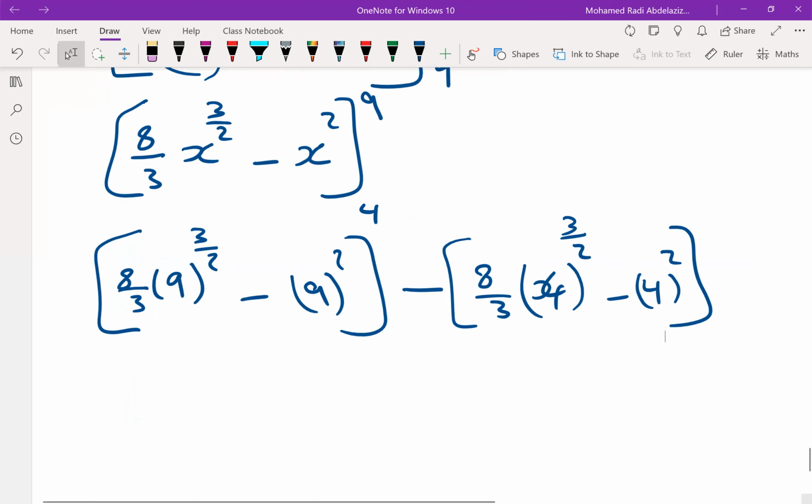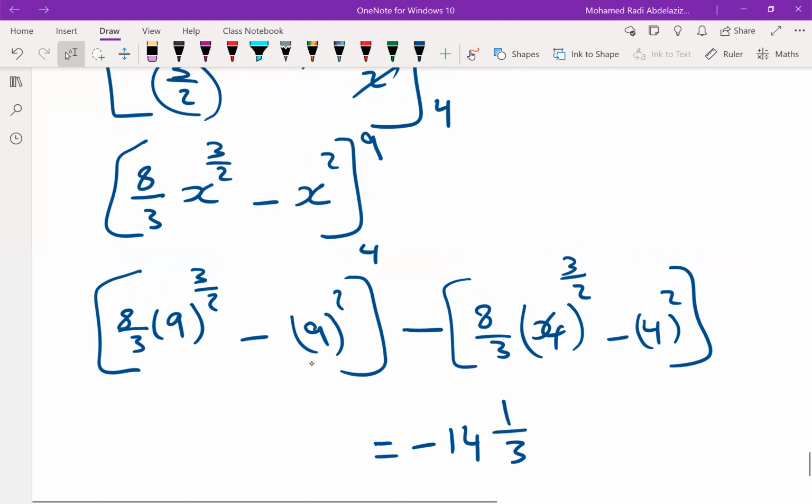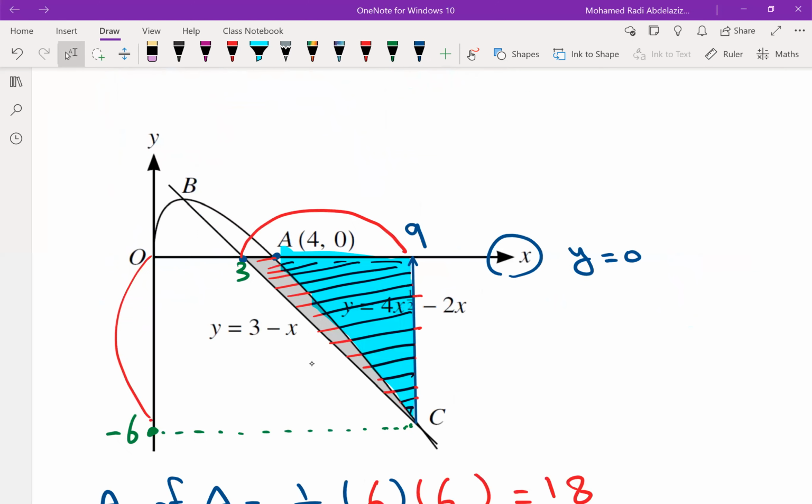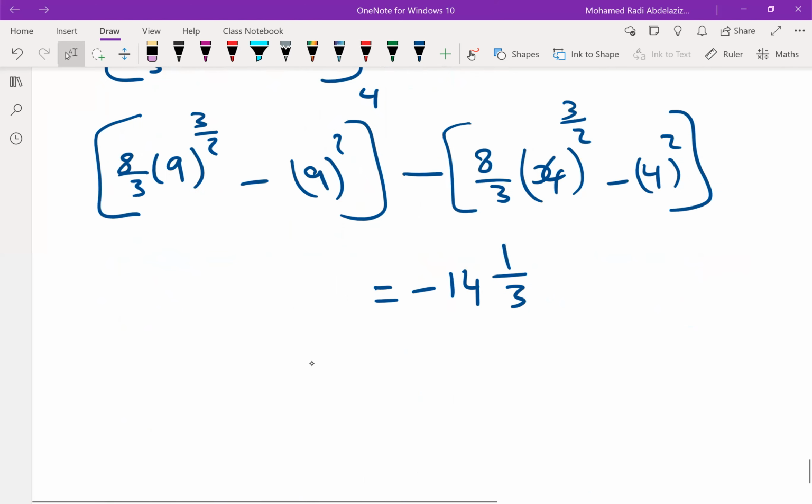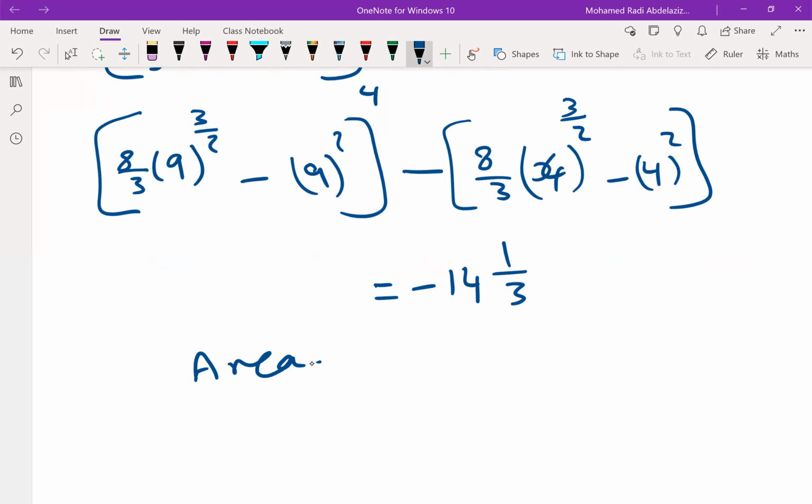After that, you can use your calculator to check this part, is it correct or not. This part, you will get it negative because below x-axis, you will get your final answer negative 14 and a third. Why is the value negative? Because this part is below or under the x-axis, but as area, you have to change it and write it as a positive sign, 14 and a third.